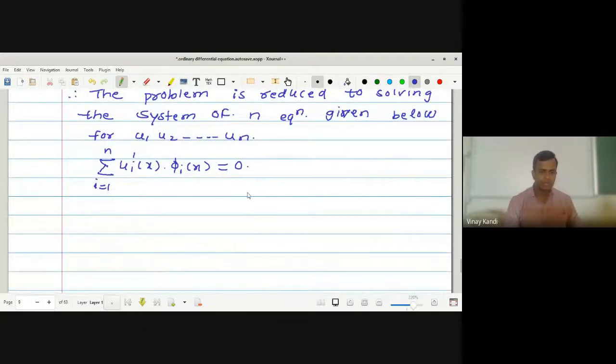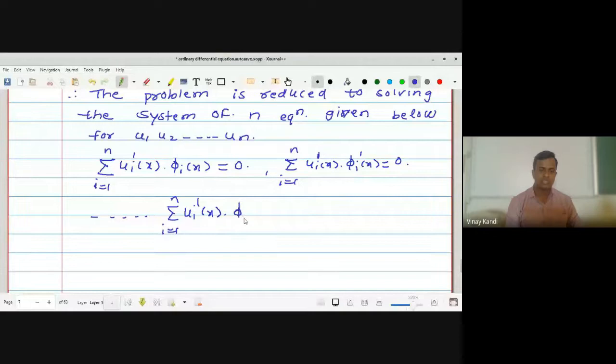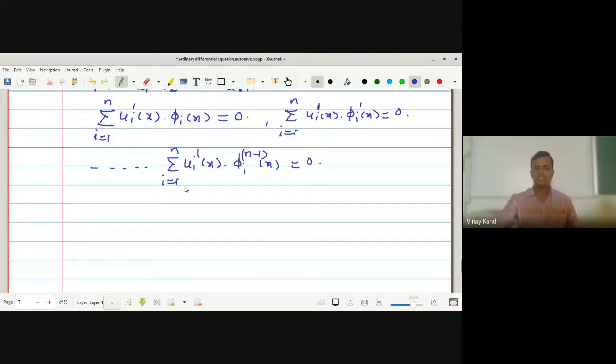And summation i running from 1 to n ui dash of x into phi i dash of x is equal to 0. Okay, at last we get summation i running from 1 to n ui dash of x into phi i raised to n minus 1 of x, which is equal to 0. All these systems of equations can be written in matrix form.